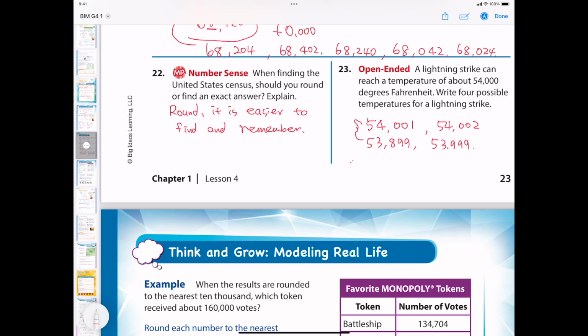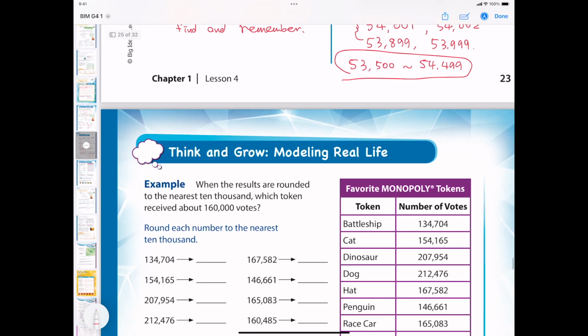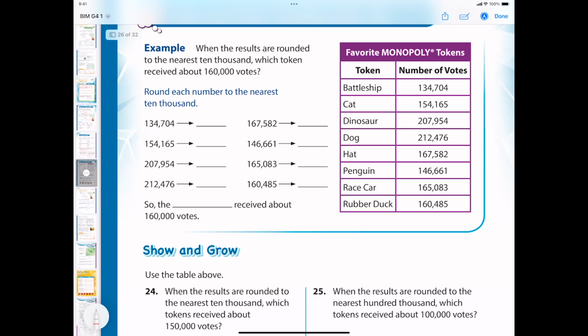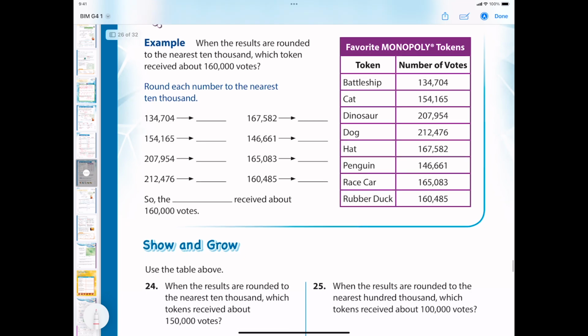Yes. 53,500 to what? 54,499. Any number in between can be the answer. Okay? All right. Next page. I think my brain is not working anymore. I need some break. Well, hold on. We have the last page in here.